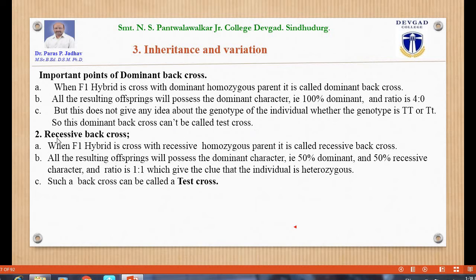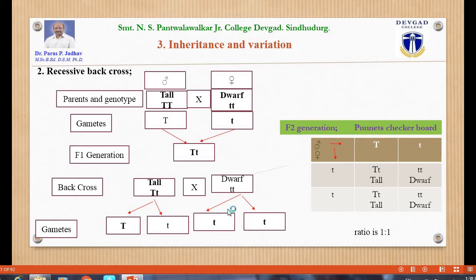Then second is recessive back cross. When the F1 hybrid is crossed with the recessive homozygous parent, it is called recessive back cross. Second, the resulting offspring will show 50% dominant and 50% recessive character, and the ratio is 1:1, which gives the clue that the individual is heterozygous. Such a back cross can be called a test cross. See here an example of recessive back cross.